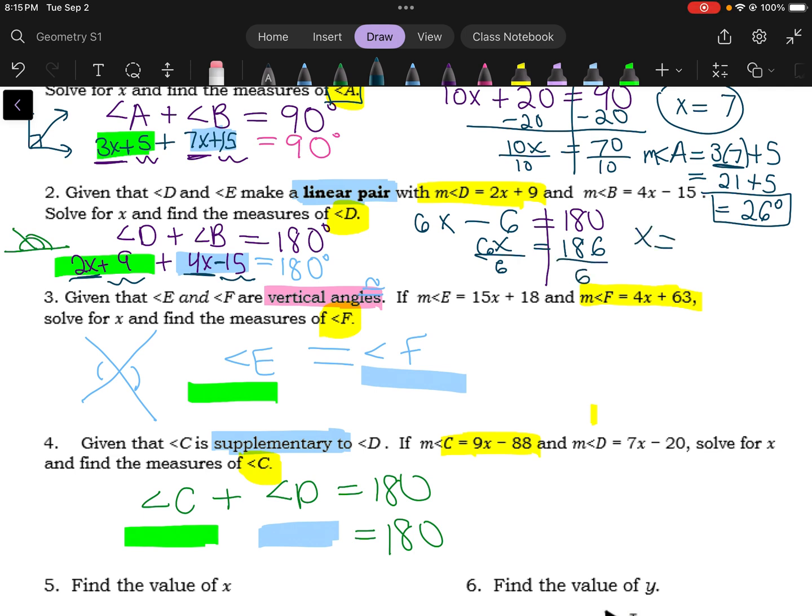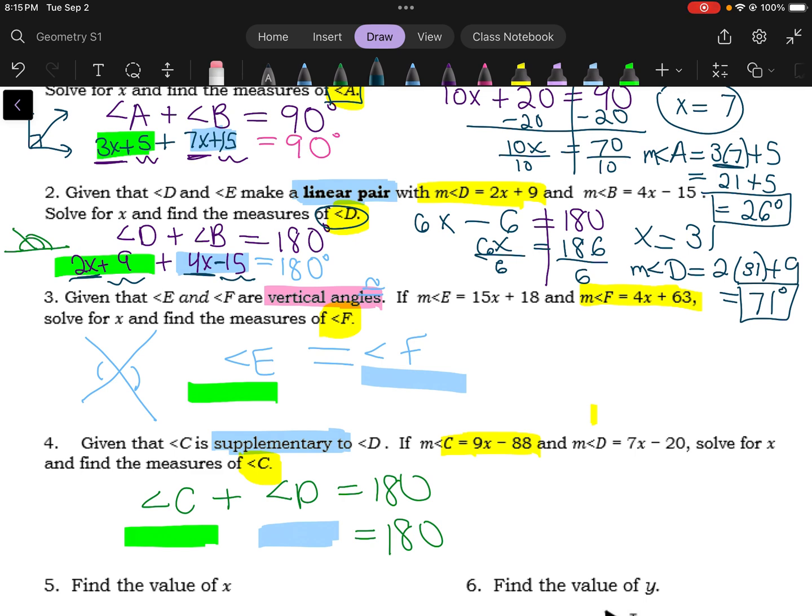So we're going to put that in our calculator. Practice that in your calculator, which is 31. It asked me to plug back into angle D. So I'm going to plug 31 in for x for angle D. So 2 times 31 plus 9, which is 71 degrees.